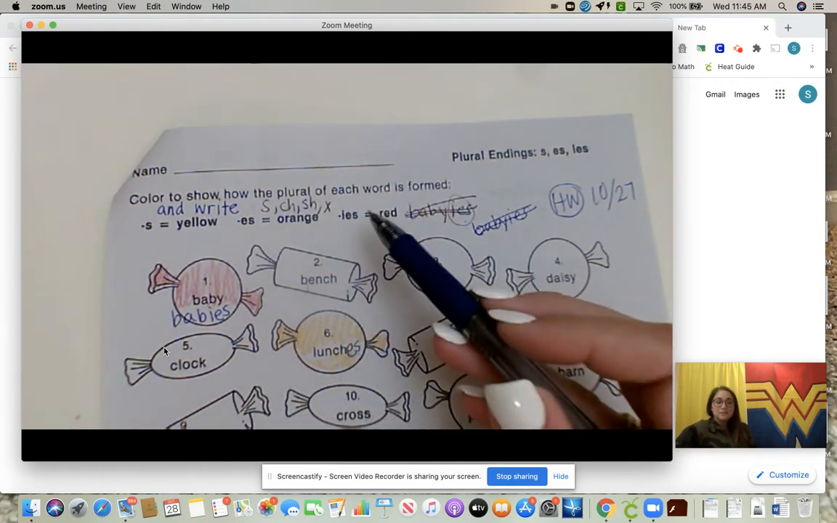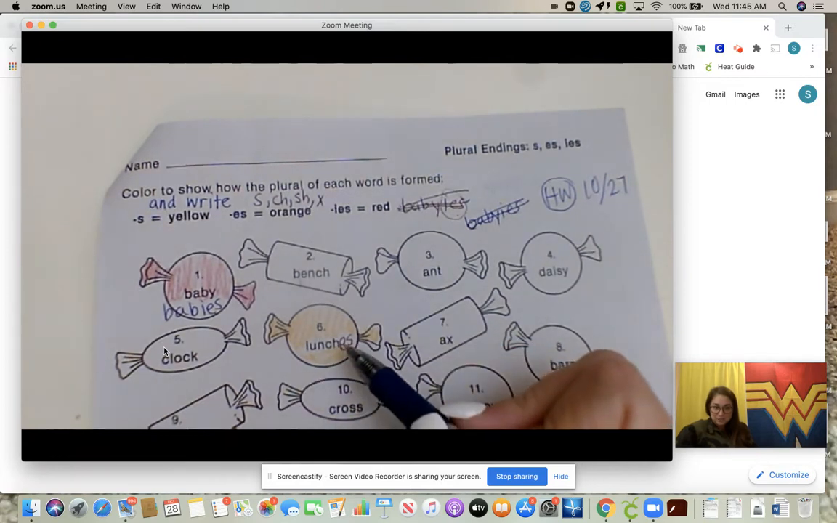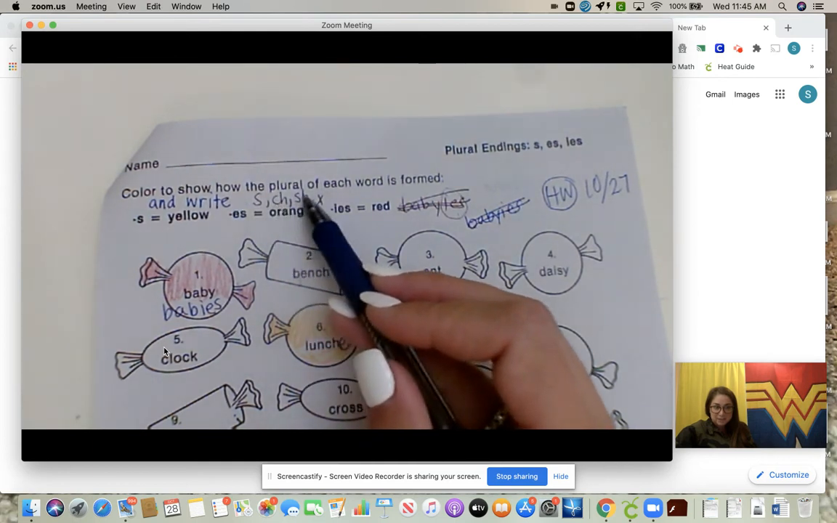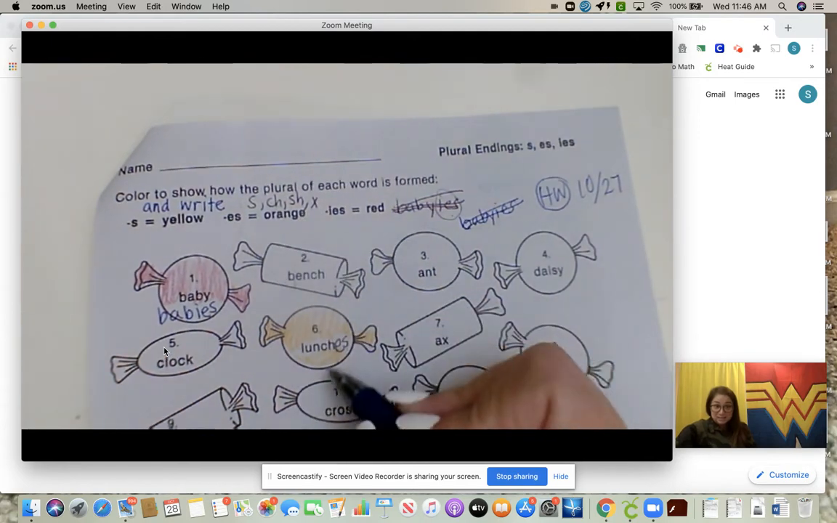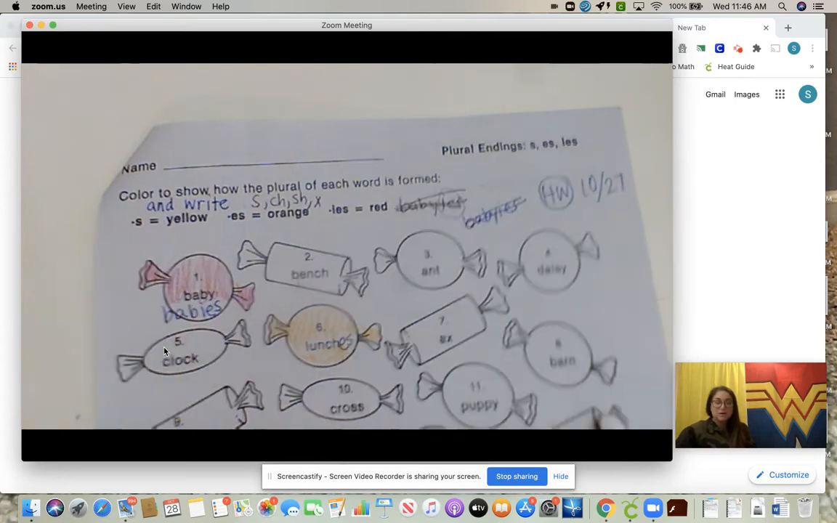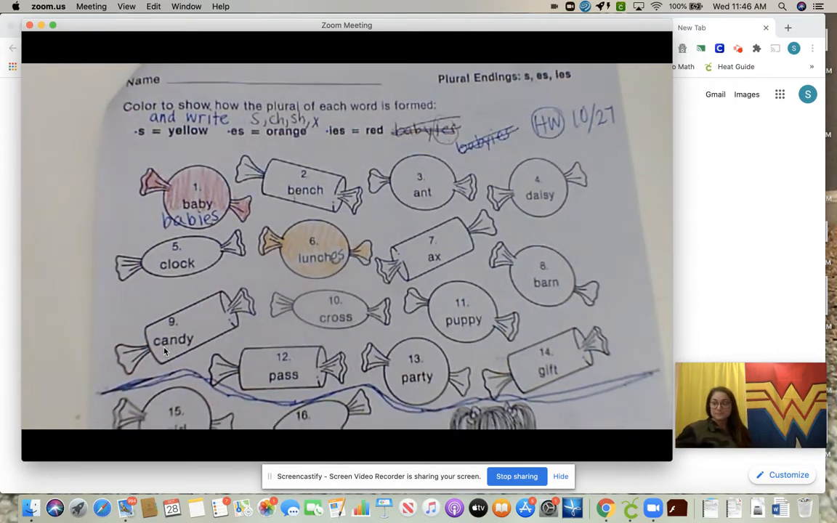But for the S and the ES, you can just add it. So for lunches, lunch has a CH at the end. And if at the end of a word is S, CH, or SH, or X, you can just add ES. So I just added ES, and then I colored it orange, but around the word. So that's tonight's homework, and tomorrow you'll finish the bottom.